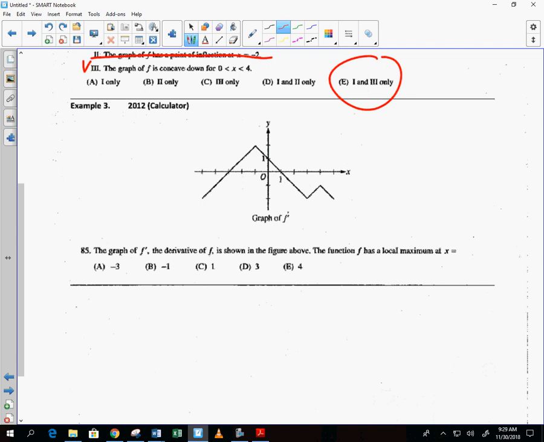Okay, this problem is nicer because it tells you it wants the local maximum. You focus on the definition. Also, understand you are looking at F prime. The definition: F prime changes from positive to negative. That occurs at 1. The answer is C.